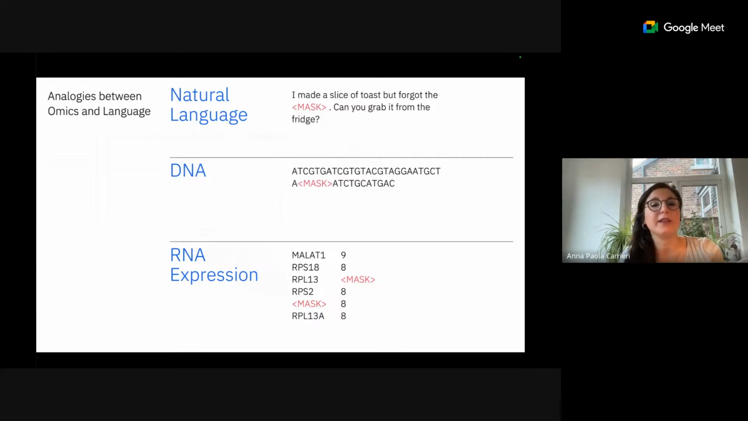Similarly, if we think about DNA sequences, you can mask a few nucleotides and train a transformer, a large language model based on DNA, to fill that gap. If you think about gene expression data, where we have genes with their expression, we can mask the expression of a gene, or we can mask the name of a gene, and teach and train a large language model to predict either the expression or the name of the gene that is missing.